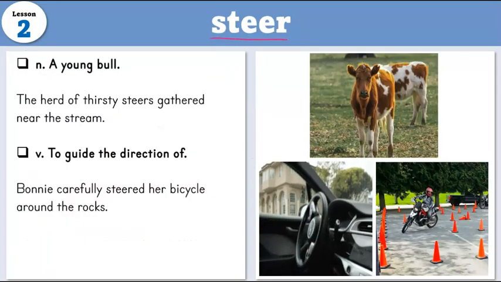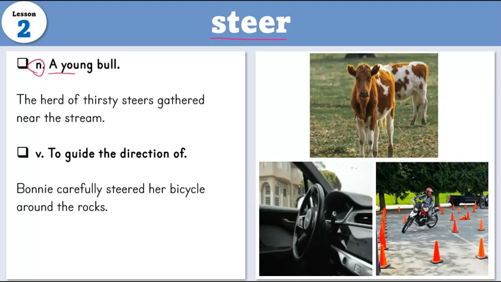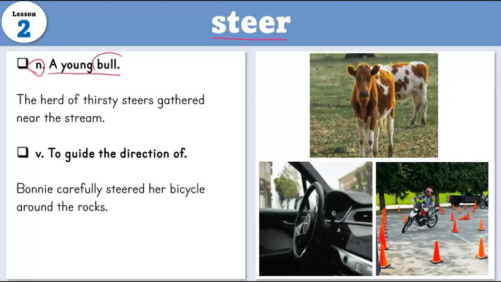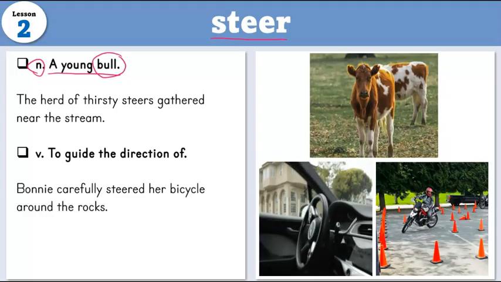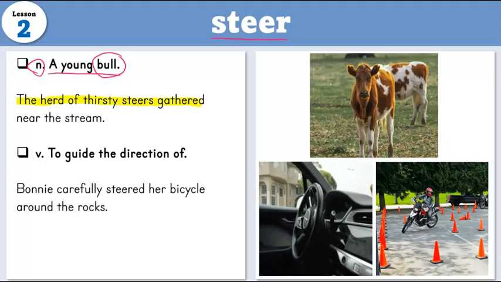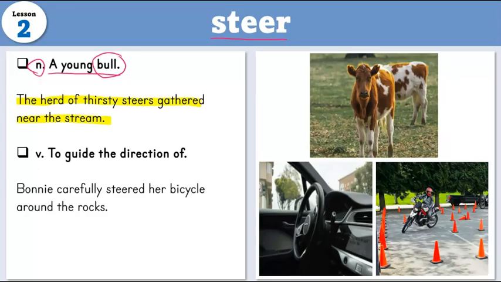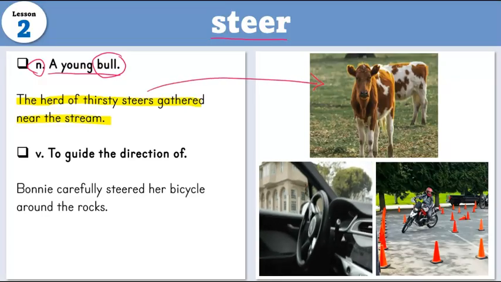Our final word is steer. Steer can be used as a noun to mean a young bull. And a bull is just a male cow or a boy cow. The example sentence says, the herd of thirsty steers gathered near the stream. So this is what a steer looks like. It's just a young bull.